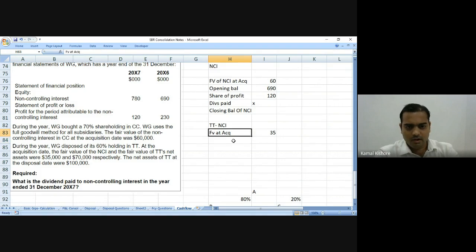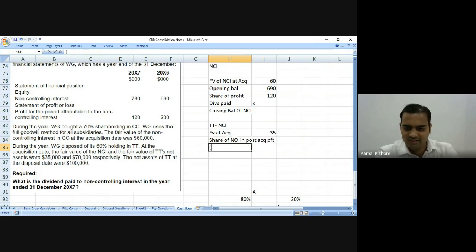How will you calculate? This is for 40% NCI, and 60% is your share. TT's net assets at fair value at acquisition were 70,000, which is nothing but the net equity, net reserves and surplus, all those things. Net assets of TT at the disposal date were 100,000. That means the post-acquisition profit is 30,000. So 30,000 into 40% is the share of NCI in post-acquisition profit.